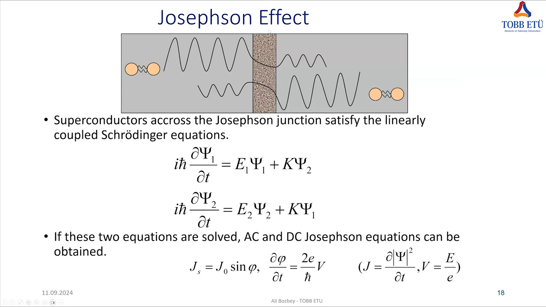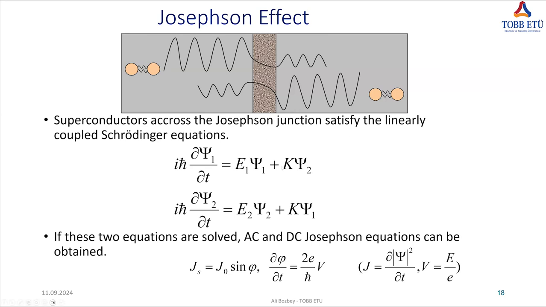The Josephson effect predicts two wave functions in two different superconductors when they are weakly coupled. So if we have a superconducting material on the left side, another material on the right side, and a very thin barrier in between, then the wave function on the left side and the wave function on the right side are slightly coupled.